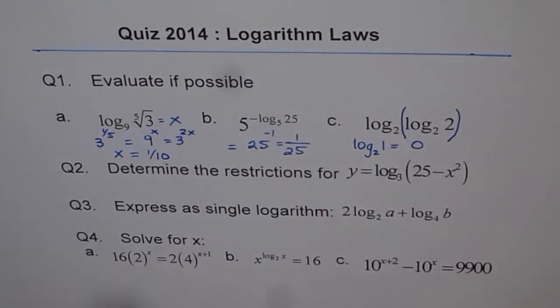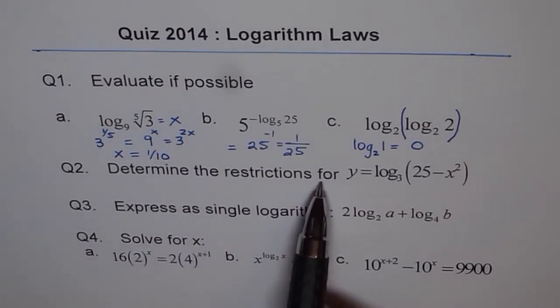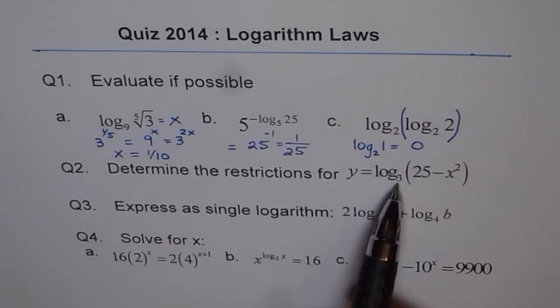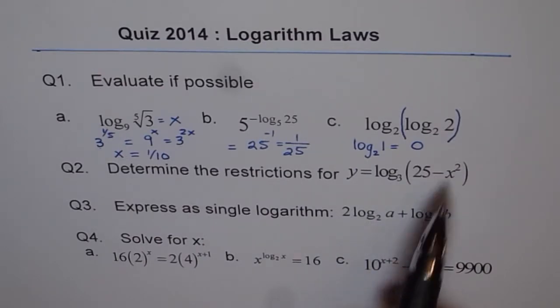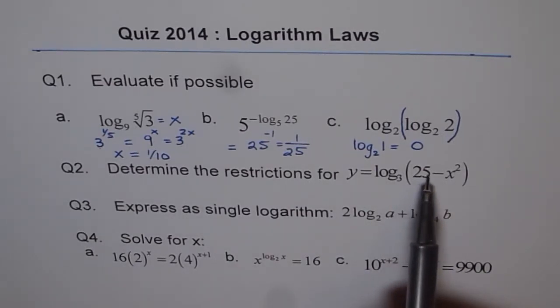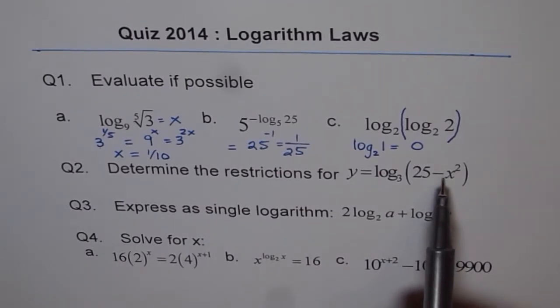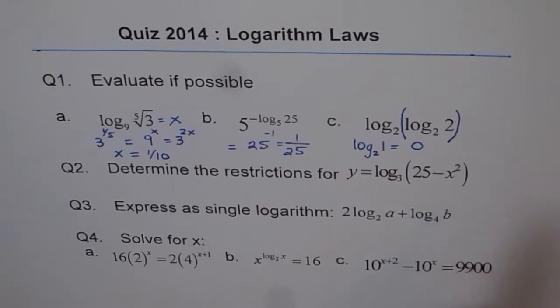Question 2. Determine the restrictions for y equals log to the base 3 of 25 minus x squared. Now to find restrictions, we can do the inequality. We know that this 25 minus x squared should be greater than 0. That will give us the restrictions, or the valid values also.